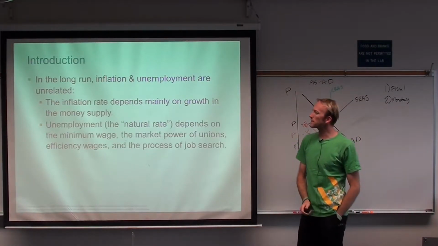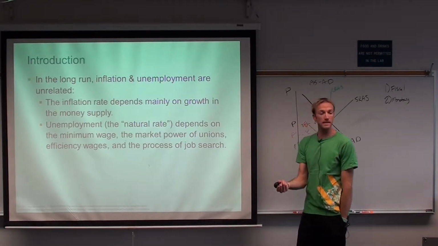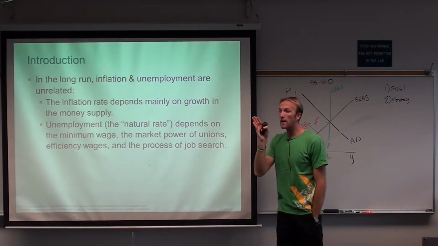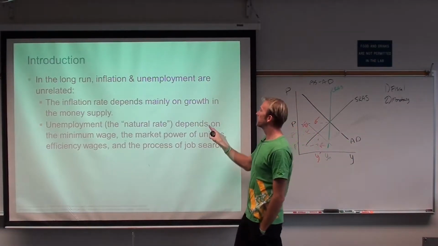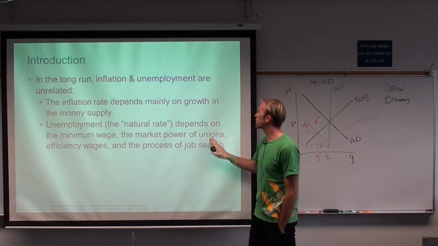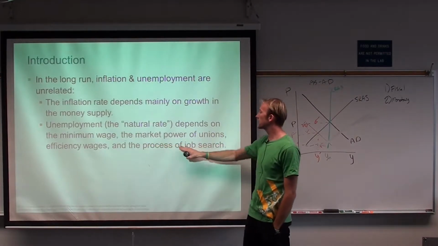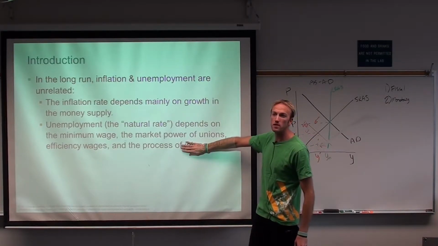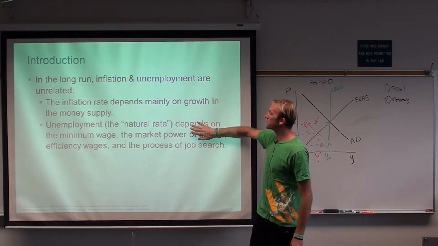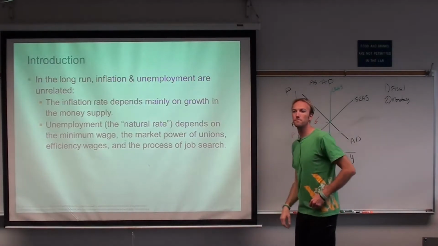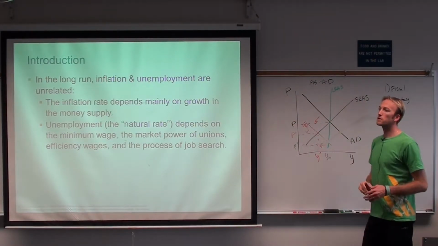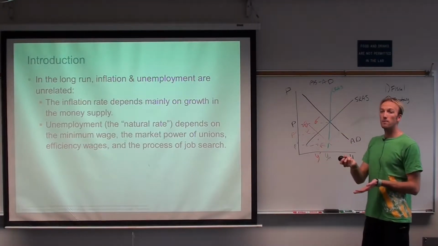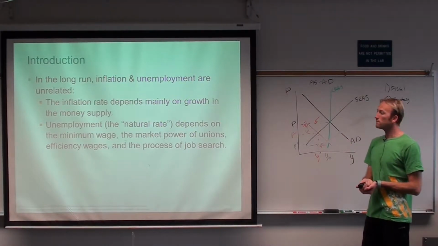Okay? Don't forget that. And of course, the unemployment always tends to go back to the natural rate of unemployment. And how do we determine the natural rate of unemployment? Well, it depends on the minimum wage, market power of unions, efficiency wages, and the process of job search. Remember, we call this frictional unemployment. Job search is frictional unemployment. And then this we call structural unemployment. Okay? Structural and frictional unemployment together make the natural rate of unemployment. And that's where unemployment always goes to in the long run.